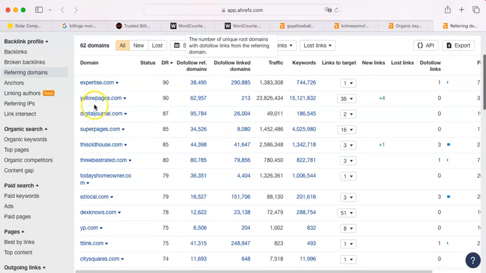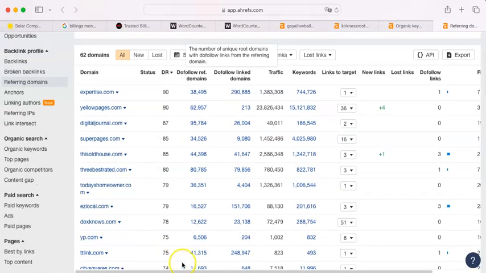Expertise.com, Yellow Pages, Super Pages. I don't know what Digital Journal is. I don't know if it has anything to do with your business or if it's a business journal or if it's just something about the internet. I do not know. Super Pages, This Old House, 3 Best Rated, Today's Homeowner, Dex Knows, things like that. Those are YP, which is the old Yellow Pages. You want things like that. Anything that is rated 70 or higher.